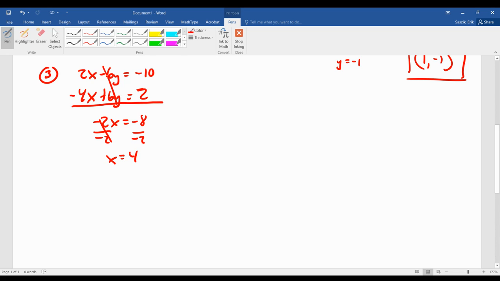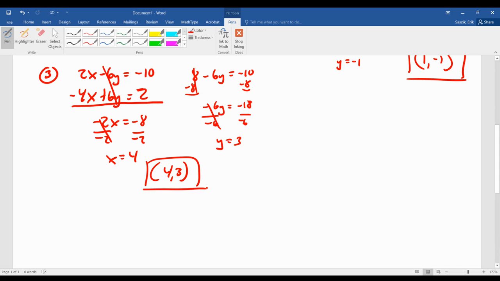I'm going to go into the first equation this time. So 2 times 4, this becomes 8. Minus 6y equals negative 10. Move that over. Negative 6y equals negative 18. And you get y equals positive 3. So my answer is 4, 3.